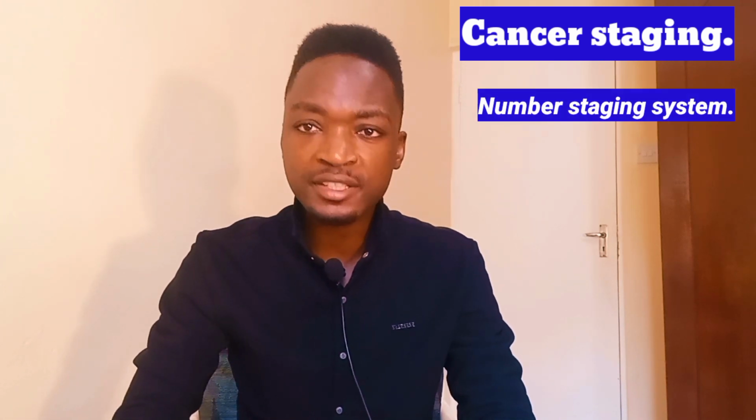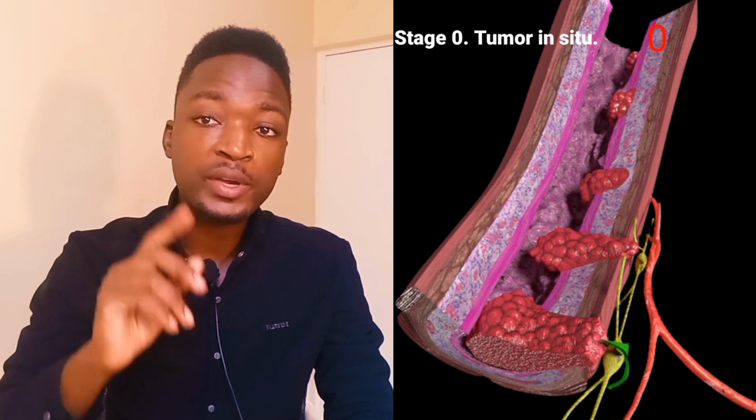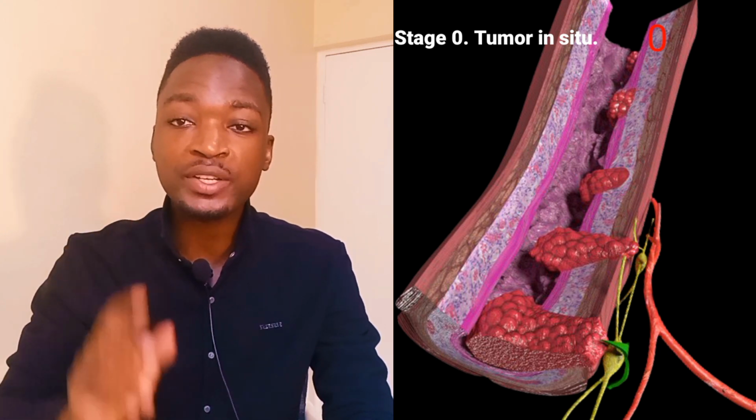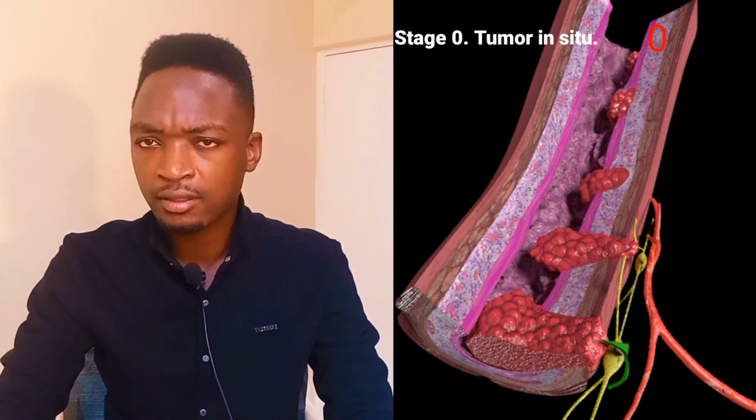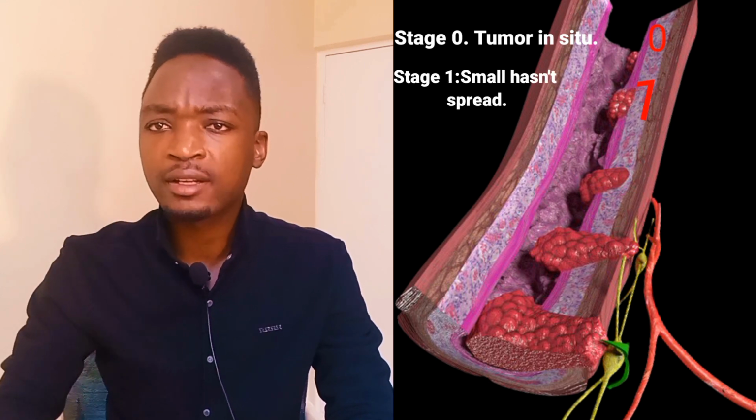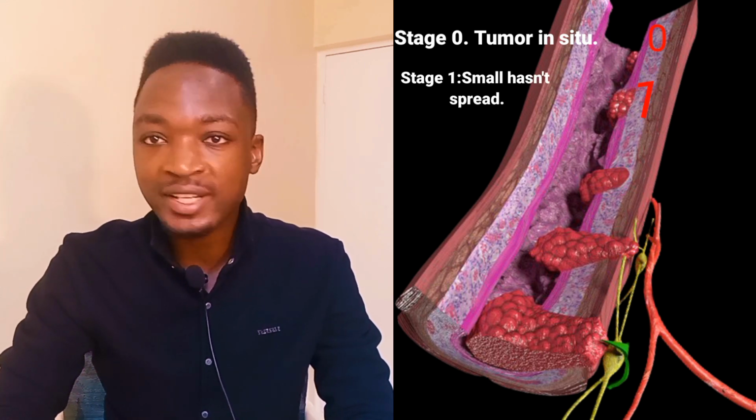Let's now look at cancer stages. There are different types of staging systems that doctors normally use for different types of cancers. We'll begin with the number staging system. Stage 0, the tumor is still in situ, still at the place where it started, and hasn't spread anywhere. Stage 1, the tumor is small and hasn't spread anywhere.